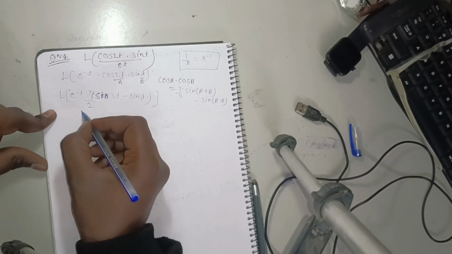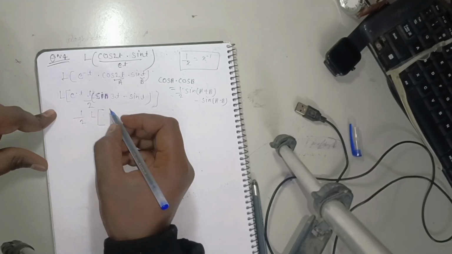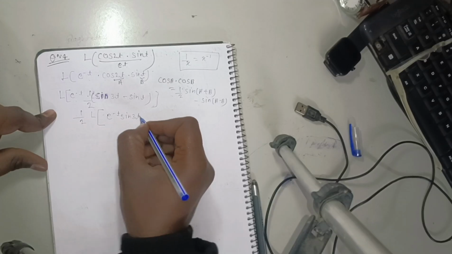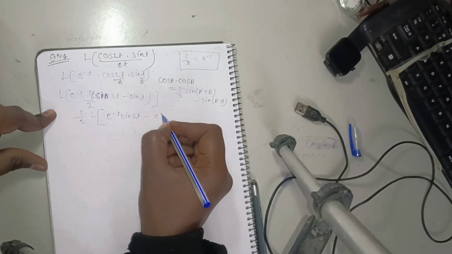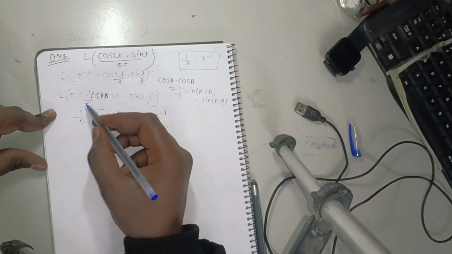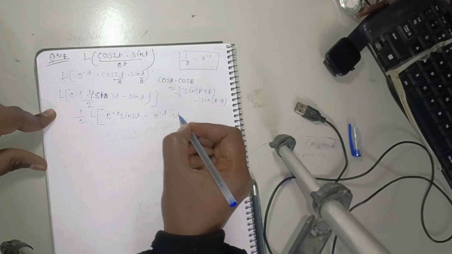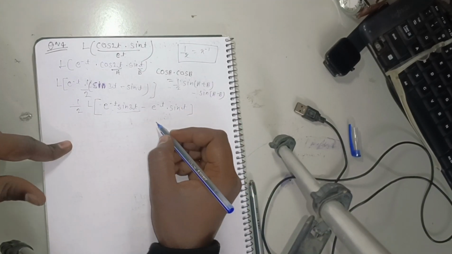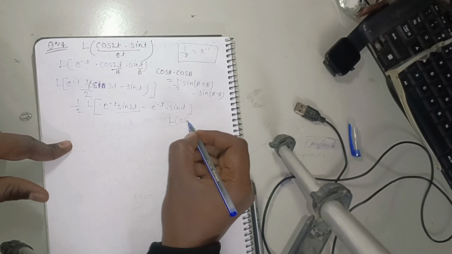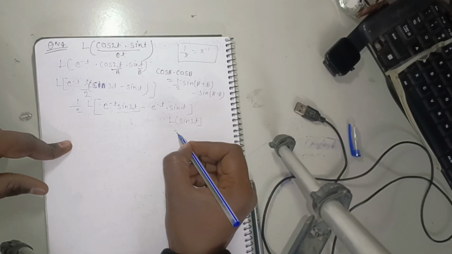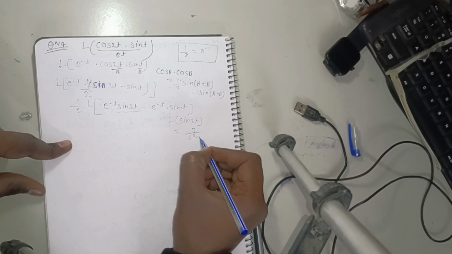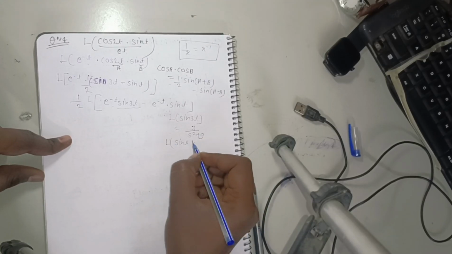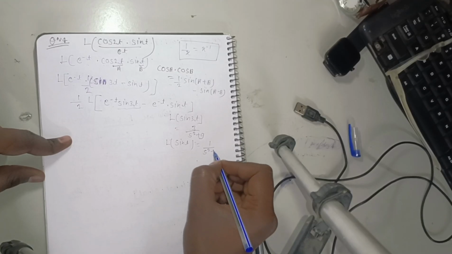Now 1 by 2 is taken as common. So 1 by 2 Laplace of e to the power minus t sine 3t minus e to the power minus t into sine t. Now I can simply find the Laplace of sine 3t. What is Laplace of sine 3t? a upon s square plus a square, that is 3 upon s square plus 9. And what about Laplace of sine t? Laplace of sine t is equal to 1 upon s square plus 1.